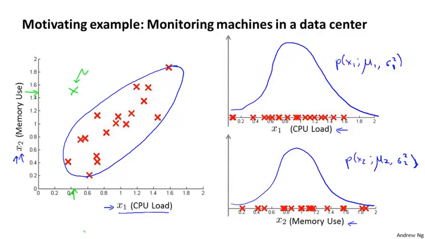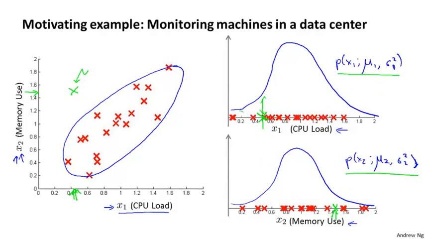But let's see what the anomaly detection algorithm will do. For the CPU load, it puts it at around 0.5, and this is a reasonably high probability, not that far from other examples we've seen. Whereas for the memory use, it's about 1.5, which is out towards the tail of the Gaussian, but the value here is not that different from many other examples we've seen. And so p of x1 will be reasonably high, and p of x2 will be reasonably high.